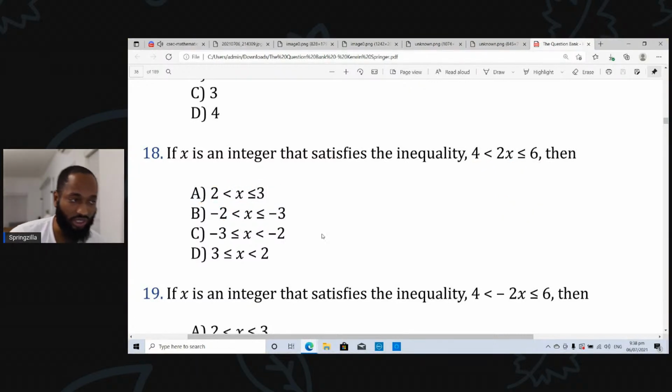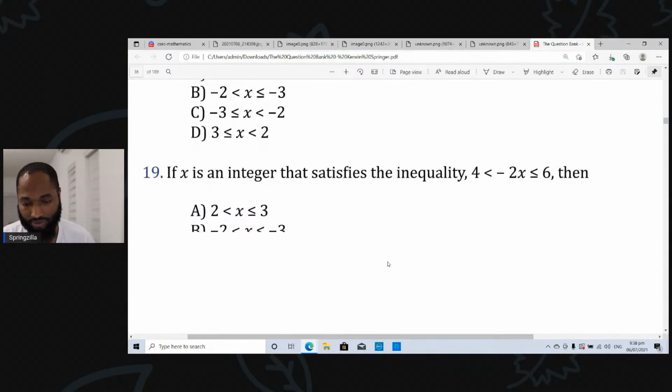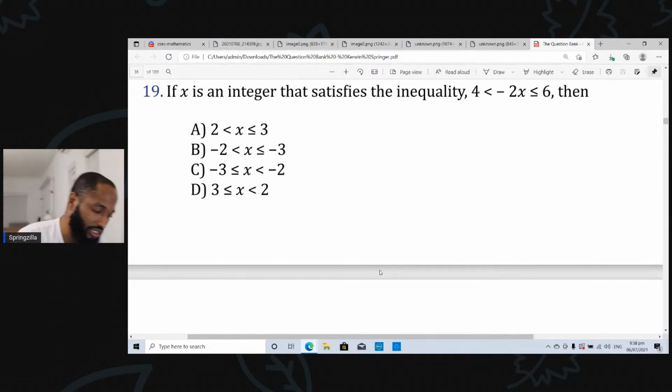Watch this next question. This next one, we're going to divide by -2. And this next one, real sneaky. Let's try this one again. I'll give you 1 minute.